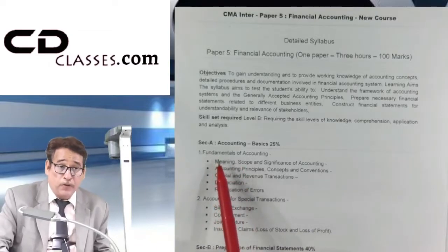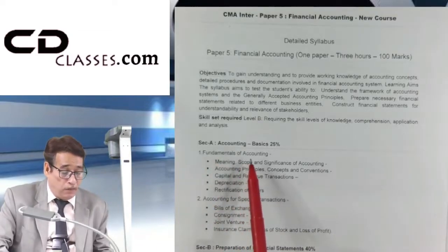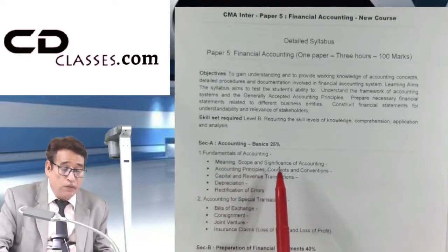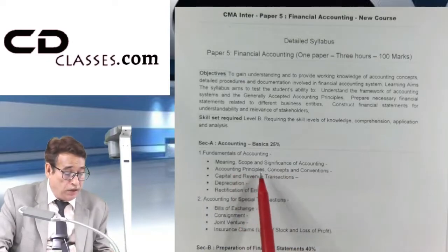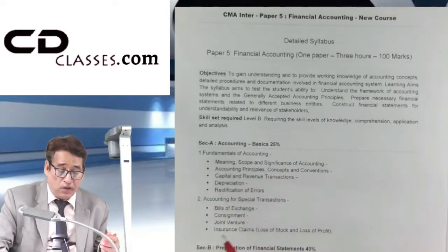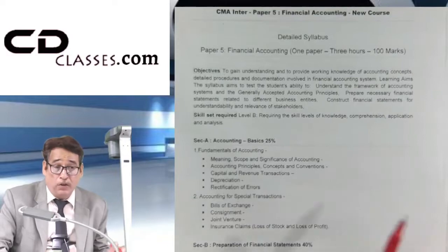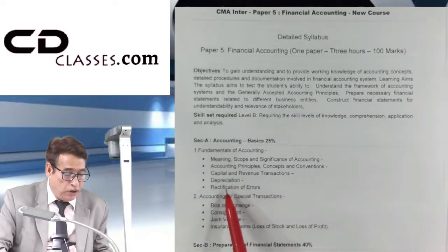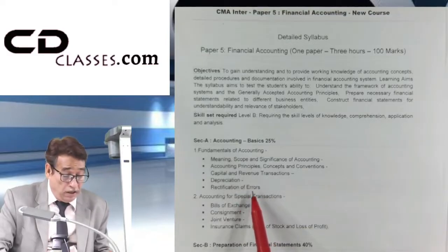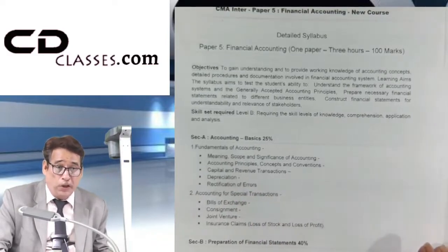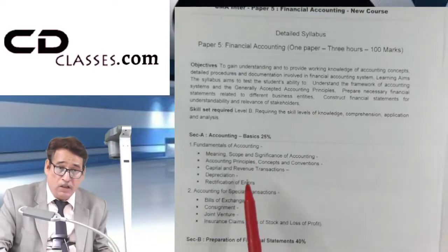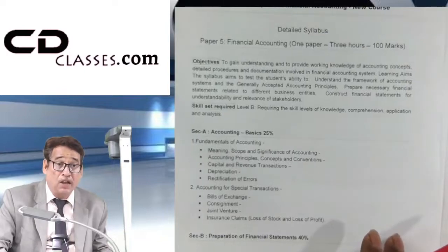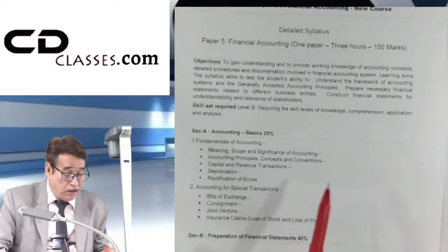the fundamentals of accounting, and basically these are the theoretical aspects: meaning, scope and significance of accounting, accounting principles, concepts and conventions. Besides that, you need to have a bit of knowledge regarding capital and revenue transactions, then of course depreciation and rectification of errors. But I have seen through my experience that students tend to neglect these topics. Don't do that. Lots of questions in the examinations get tossed up from this particular part itself.